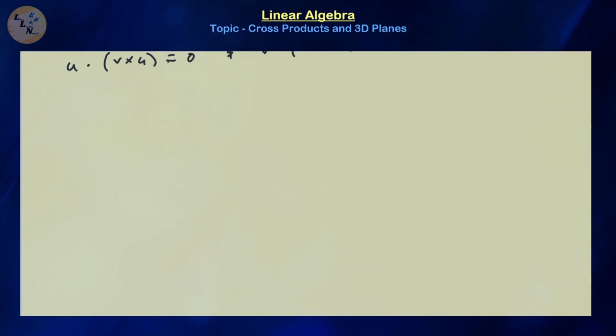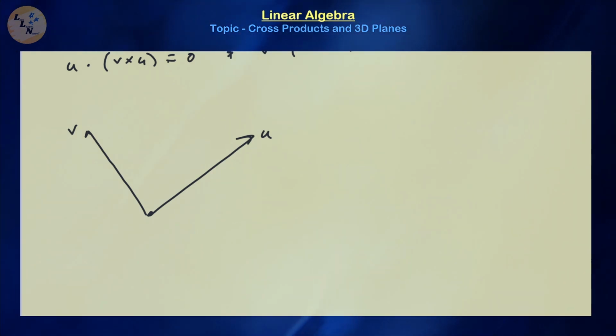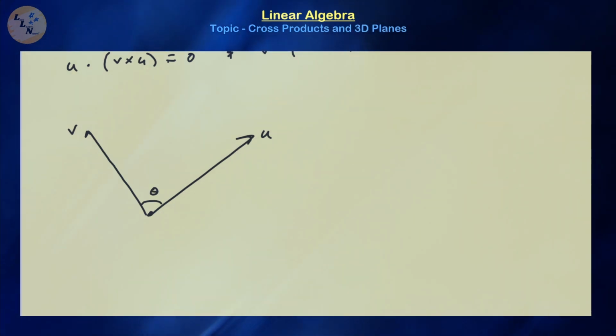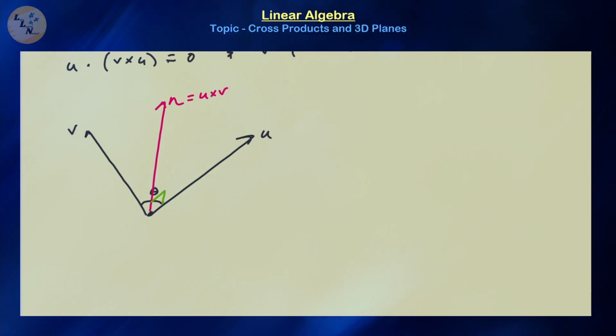So let's assume that we have a vector u that's going in this direction, and let's assume we have another vector v that's going in this direction. The cross product between these vectors, and keep in mind this angle doesn't have to be a right angle, it could be literally any angle, is always going to be a vector in this direction. So n, this is the cross product of u and v, and the angle between that red line and those black lines is always going to be a right angle.